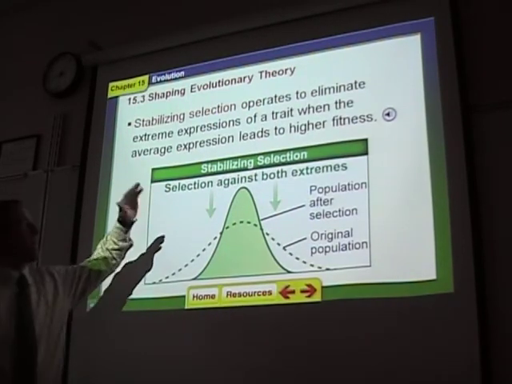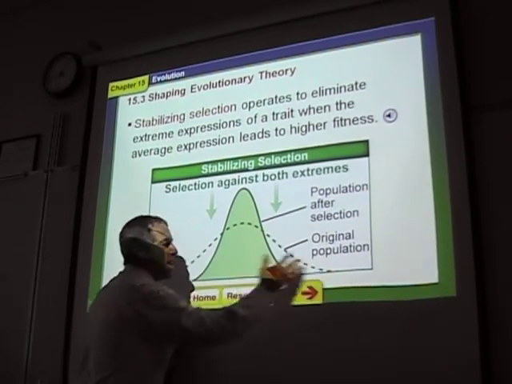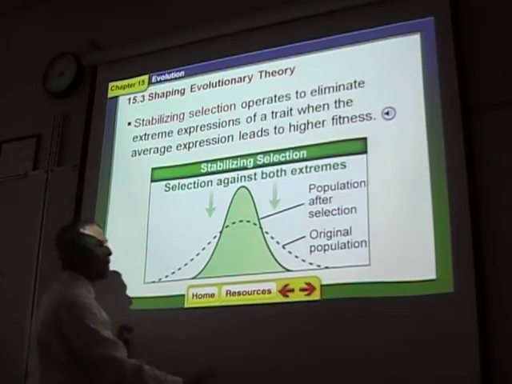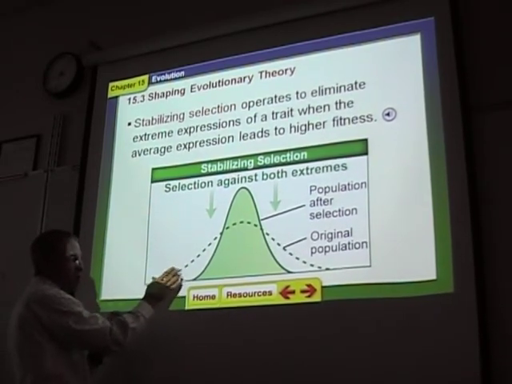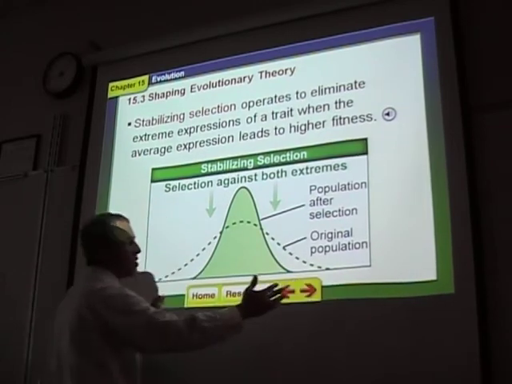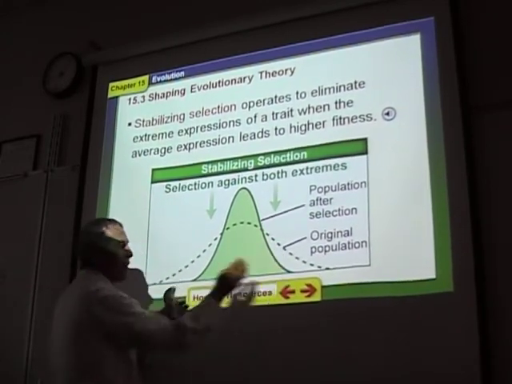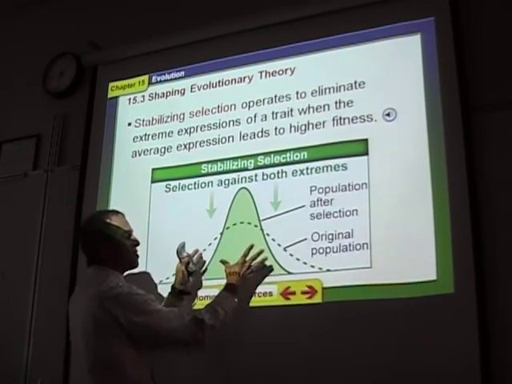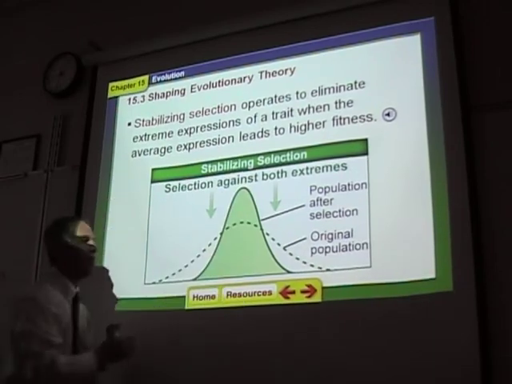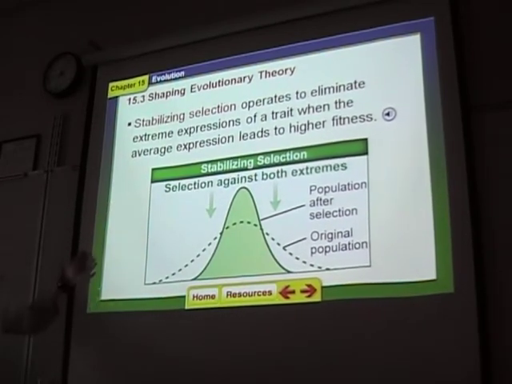This next one's called stabilizing selection. We start out with our original population as kind of a spread. Some short individuals, some tall individuals. But it turns out that the short ones and tall ones don't do well, and only the medium-sized ones do well. And we end up with a curve that's very skinny and very tall instead of spread out. We call that stabilizing selection.